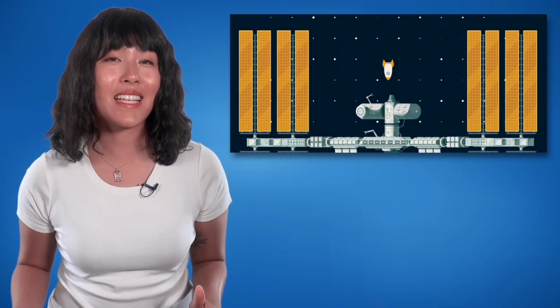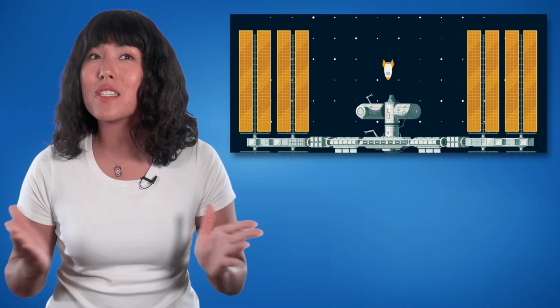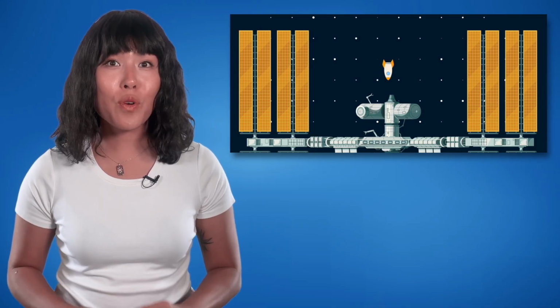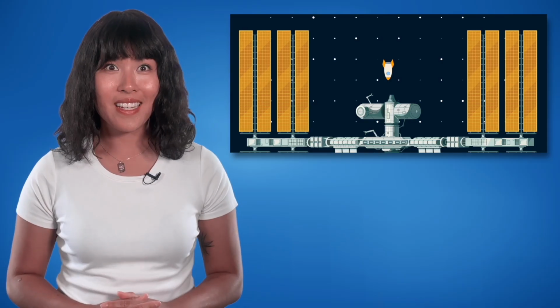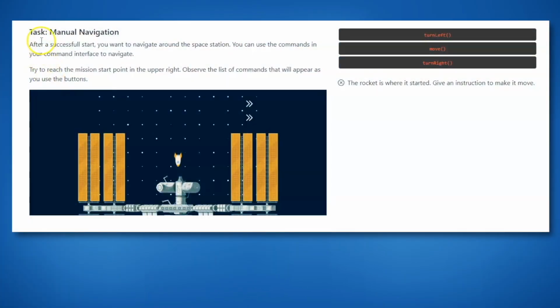Our first task is to navigate the ship around the space station. In this task, we're able to call functions and immediately see their effect. Let's check it out. As you can see, the space station is blocking our path to the arrows at the top right of the screen. We need to give the computer some commands to move our ship.